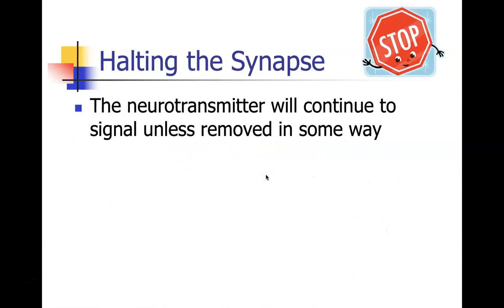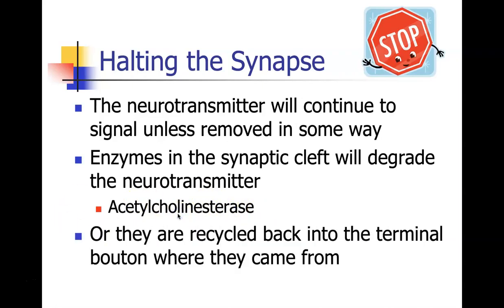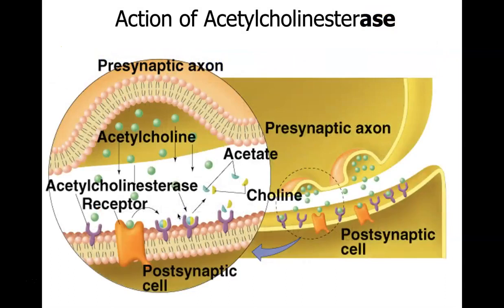Okay. So the neurotransmitters will continue to bind to their receptors and signal unless they're removed in some way. Sometimes there are enzymes in the synaptic cleft itself that can degrade the neurotransmitter. Things like acetylcholinesterase. So this is an esterase, an enzyme that is going to break down acetylcholine. Or neurotransmitters can be recycled back into the terminal from where they came. Okay, so there's 2 ways then of halting this signal, stopping that synapse. Here's showing you how the acetylcholinesterase works, where the acetylcholinesterase receptor is here and then breaks this up into acetate and choline. Okay.